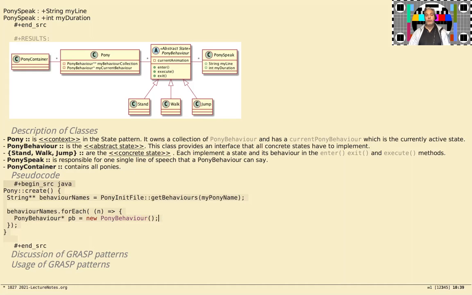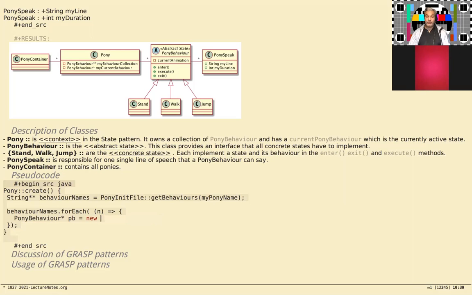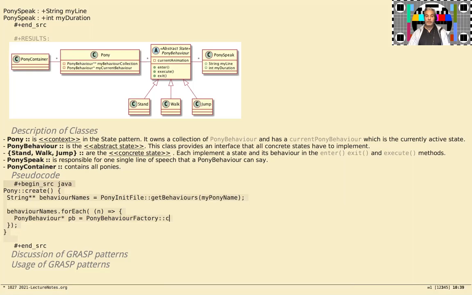Of course, I can't call a constructor on pony behavior because that's an abstract class, right? So that won't work. So I'm going to, I don't know, let's try in a factory based on the behavior name. So that one, this factory class, which isn't in the class diagrams, I would have to go back and add that. So I would add that into the class diagram and a description of it.